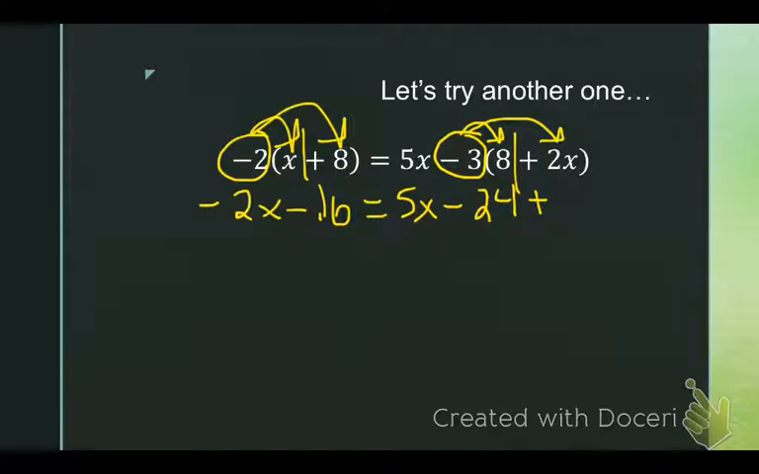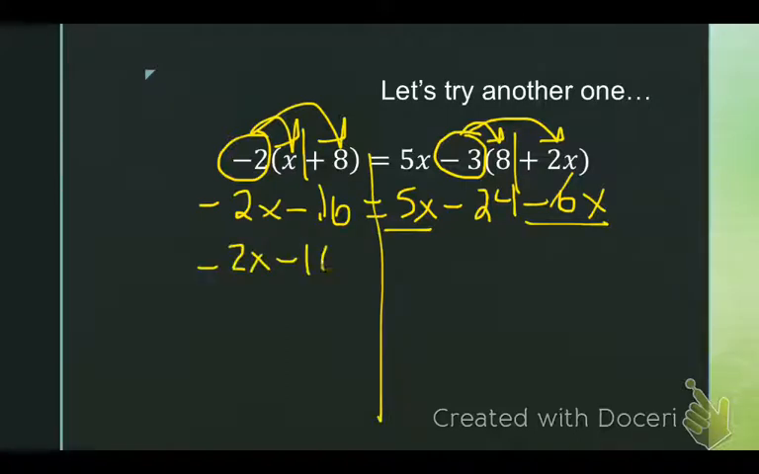plus -3 times 2x is -6x. Alright, next I'm going to combine all like terms. Well, I see 5x and -6x, so those are like terms and I'm going to combine them. So that leaves me with -2x minus 16 equals -x minus 24.